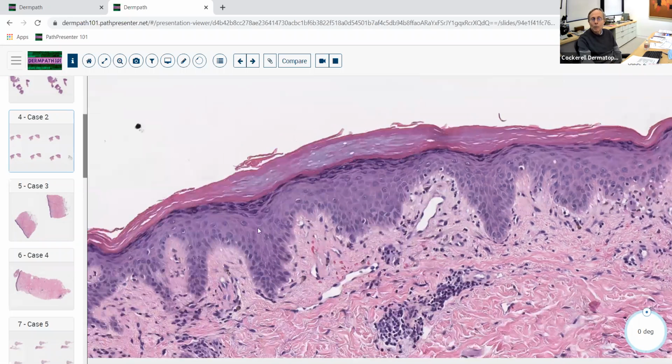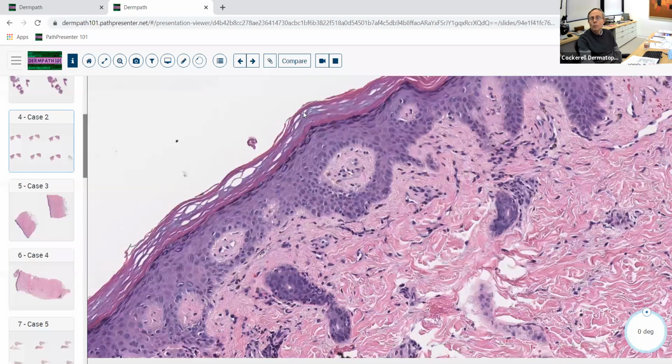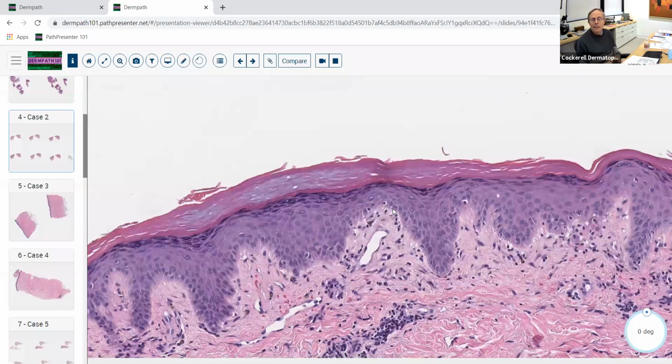So again, interface dermatitis, lymphocytes, think DM, think of lupus, and realize that you really can't reliably tell them apart based purely on histology. You really need to get clinical information and serologic studies.